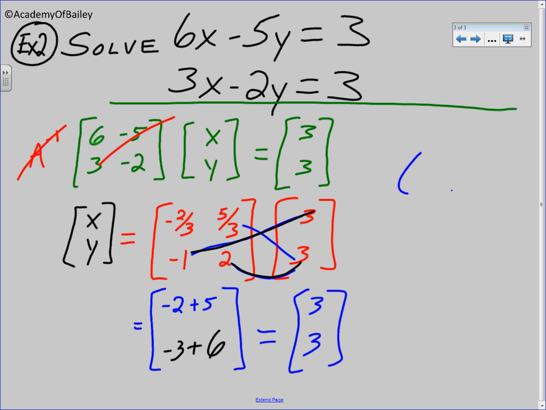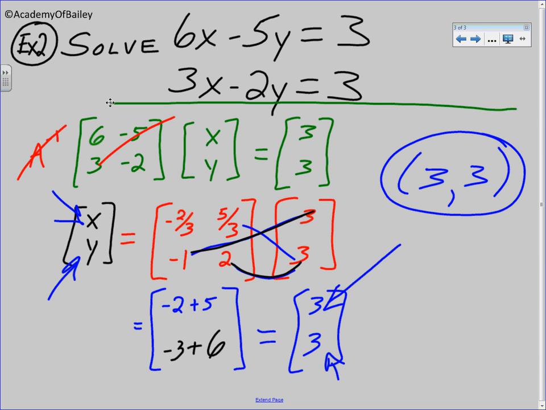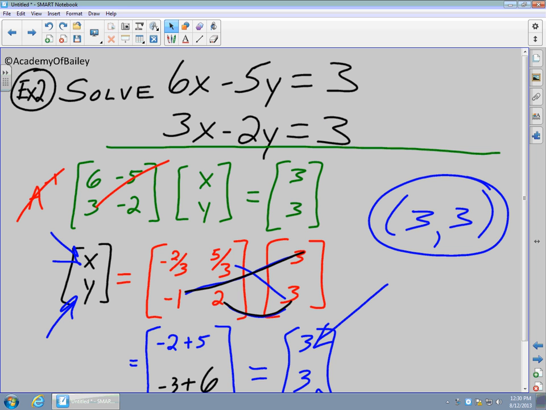And so therefore, what are we going to plug in for x? Since 3 is on top and x is on top, x equals 3. And then y is on the bottom, 3 is on the bottom, so y equals 3, and there's our solution. That's how you solve a 2x2 system using matrices, more specifically an inverse matrix. That'll be the end of this video. Let me know if you have any questions.